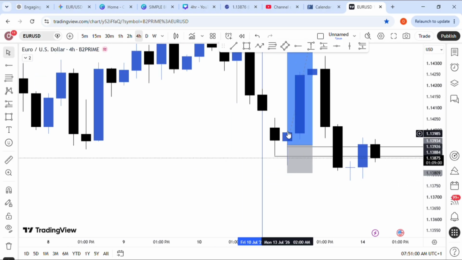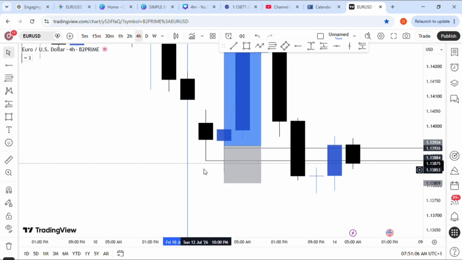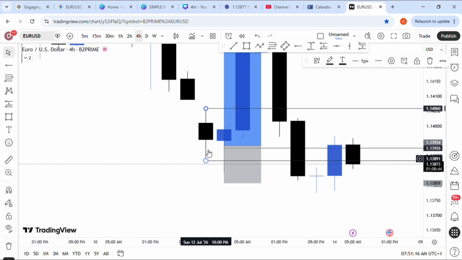This is a 2 a.m. candlestick time frame. This is a 10 p.m. candlestick time frame. And you can see this is our sweep of liquidity. This is the candlestick here. Let's take this out. This is the high and the low of this particular 4-hour opening candlestick.